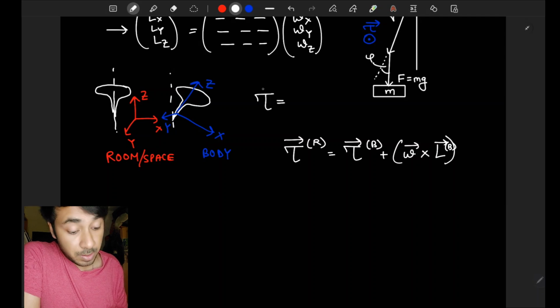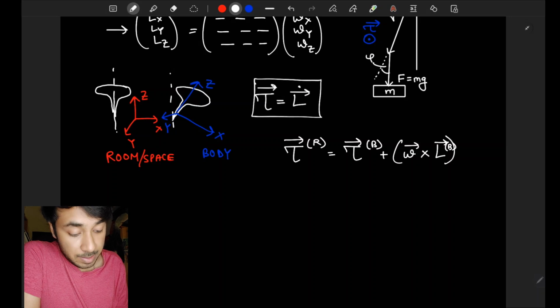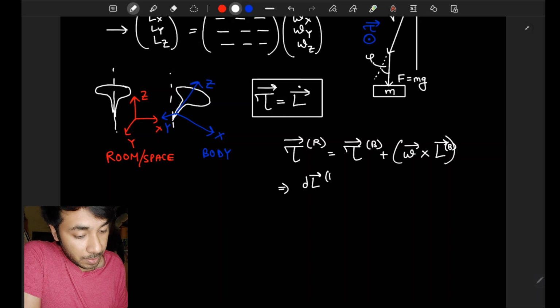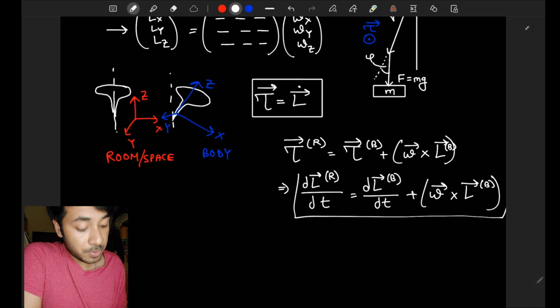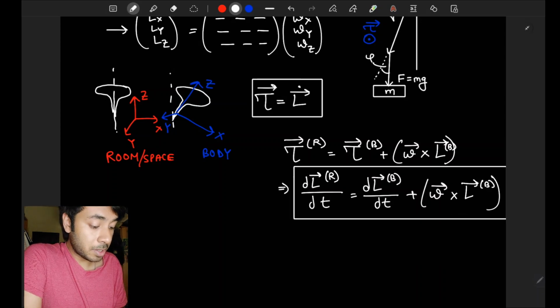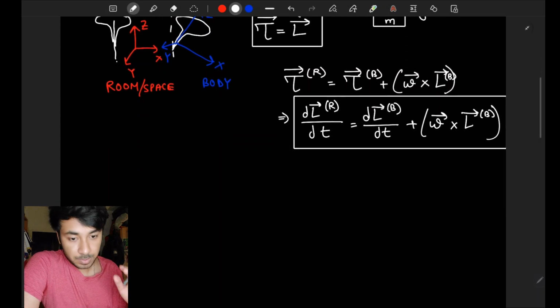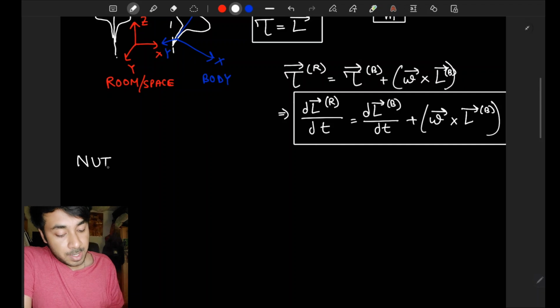And what is torque? Again, torque is the change of L in time. So you have dL of the room dt is equal to dL of the body dt plus omega cross L_B. So this is what we are working with. This is what we are working with for nutation. This is a very important formula that we will also get to know.